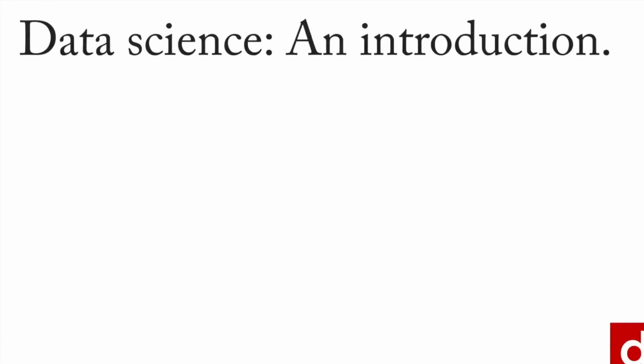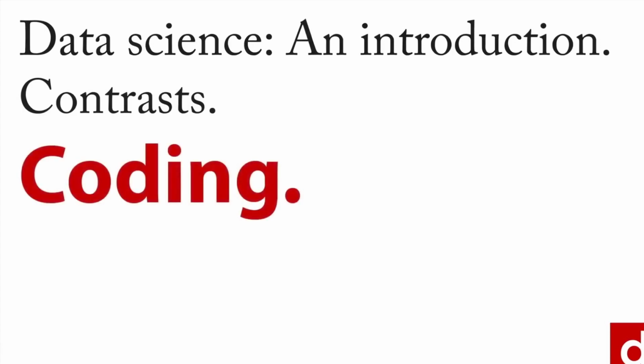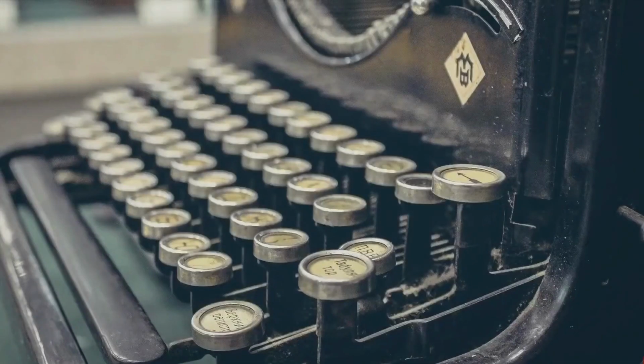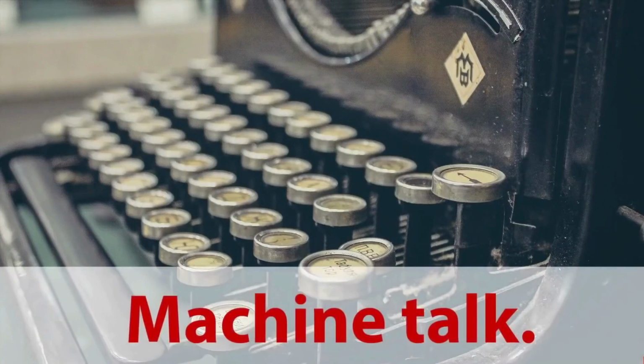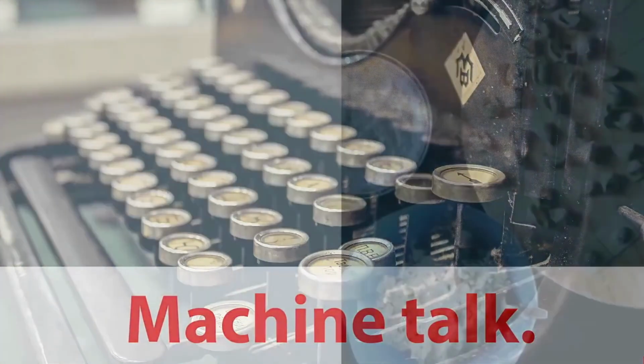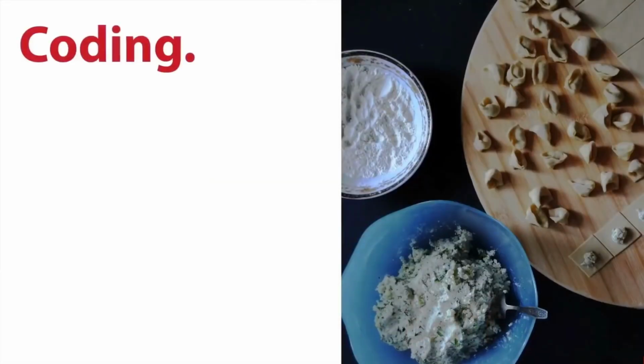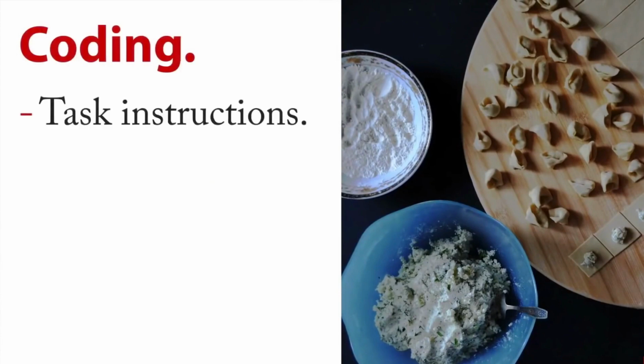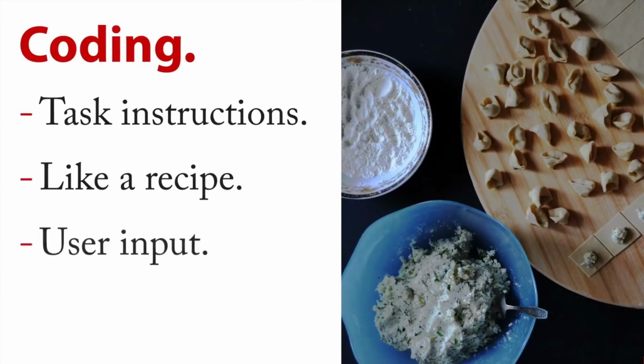Another important contrast you can make in trying to understand data science is to compare it with coding or computer programming. Now, this is where you're trying to work with a machine and you're trying to talk to that machine to get it to do things. In one sense, you can think of coding as just giving task instructions, how to do something, and it's a lot like a recipe when you're cooking. You get some sort of user input or other input, and then maybe you have if-then logic and you get output from it.